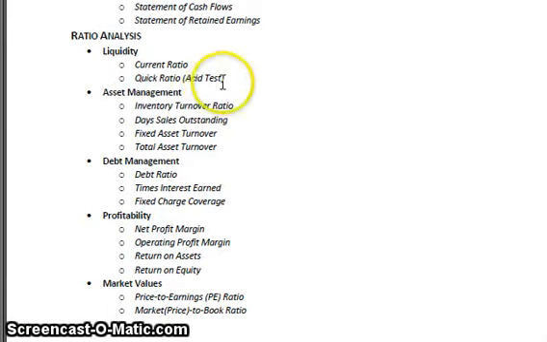Right, next is the quick ratio. The quick ratio, also sometimes called the acid test ratio, is similar to the current ratio, but it accounts for the fact that inventory is not always easily liquidated. When companies get into trouble and are in bad economic conditions, usually they can't sell their inventory. That's because it's a bad economic condition, and that's precisely when we care about liquidity ratios.